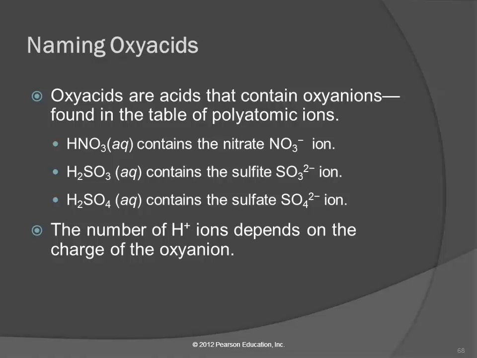So the oxyacids, it's a little bit different. The oxyacids have oxyanions in them, and we just talked about how we name all those things. So here, HNO3, these oxyacids are going to be an oxyanion with hydrogens on it, hydrogen ions. So this is NO3 with a -1 charge, so the acid has one H+ on it. Sulfite has a 2- charge, so when we make an acid with that, it's got 2 hydrogens. Sulfate is the same. So the number of hydrogen ions depends on the charge of the oxyanion.